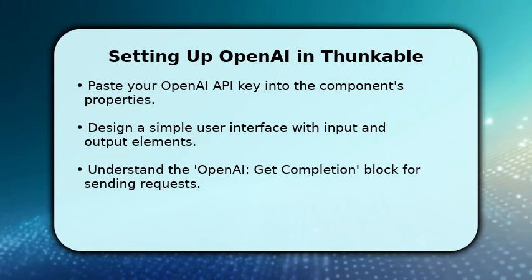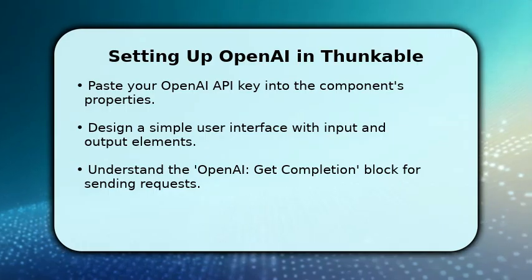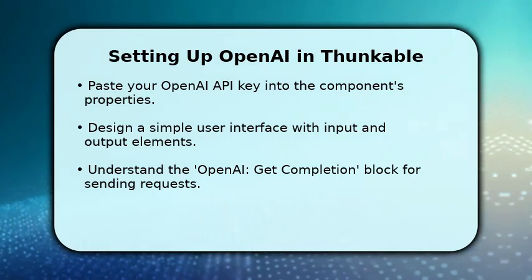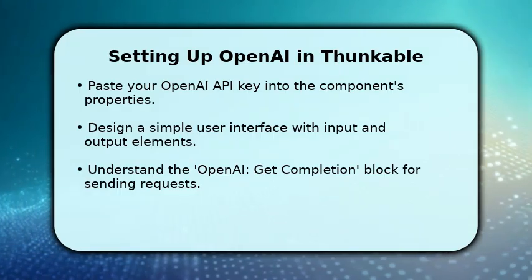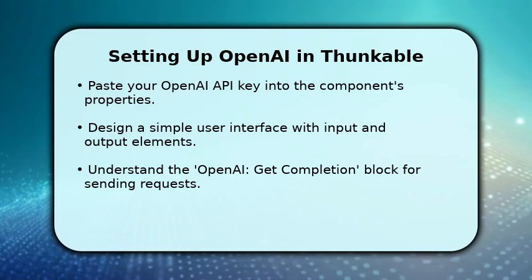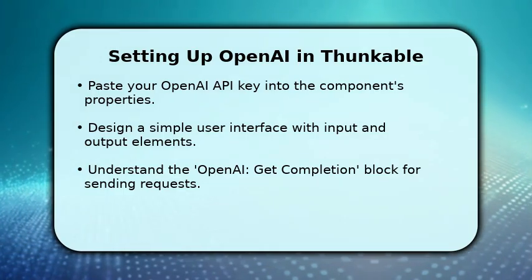Once the OpenAI Services component is added, click its gear icon to access properties. Here, you will paste your secret API key into the designated API key field. For your app's design, include a text input for user queries, a button to trigger the AI request, and a label to display the AI's response.